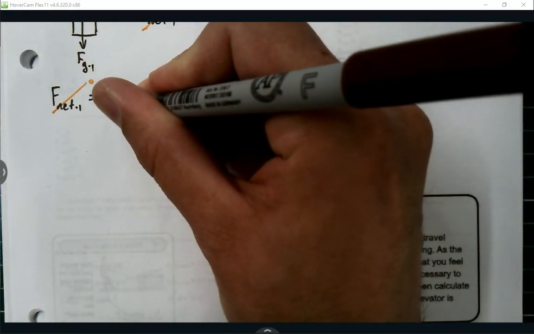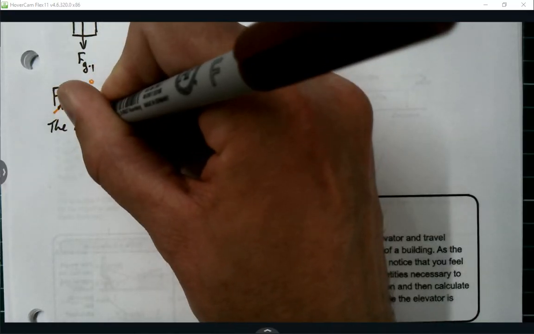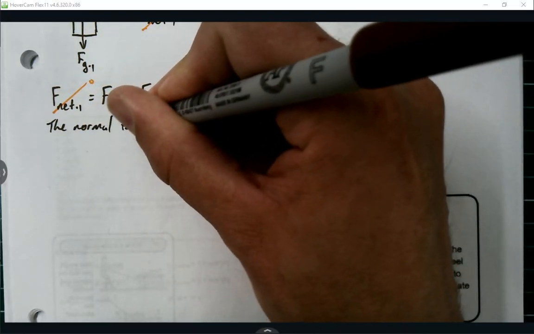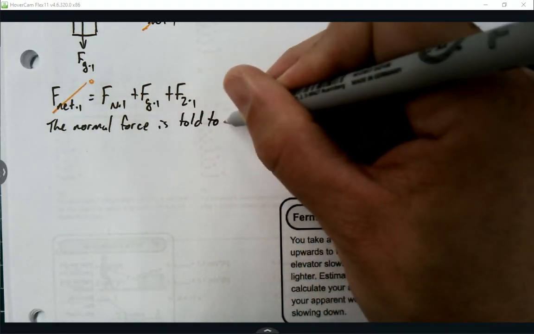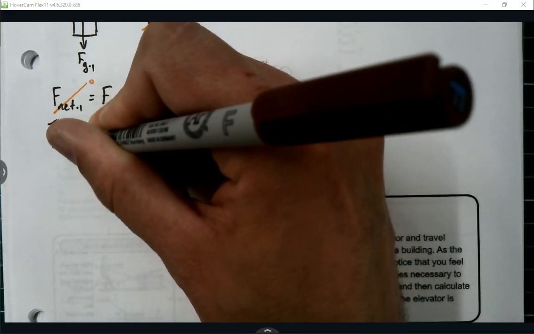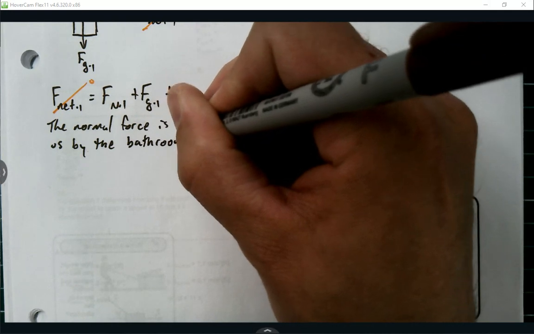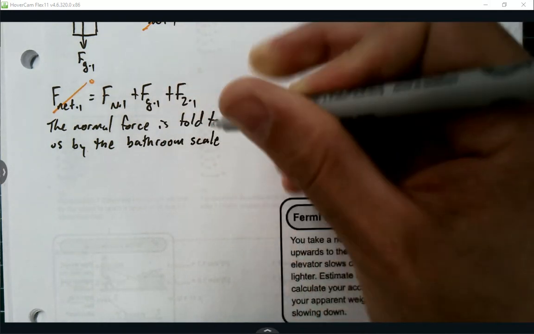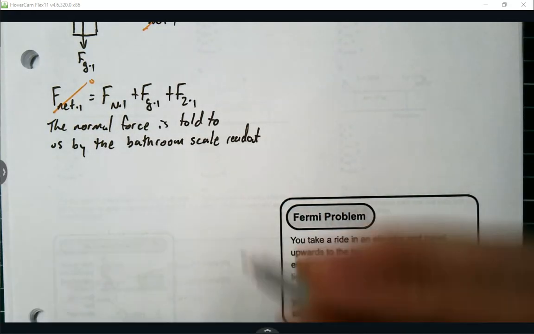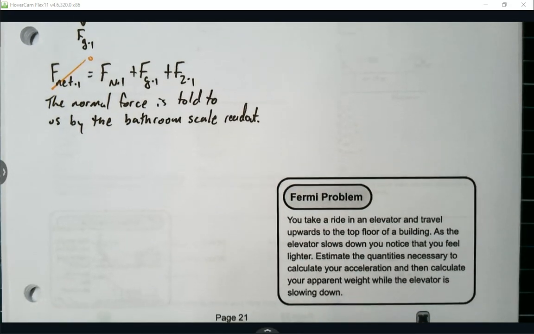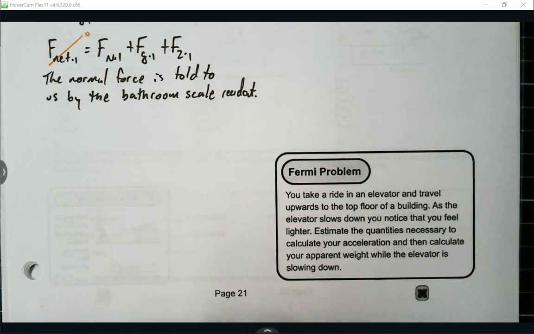And really this normal force here, maybe I'll even make a statement. The normal force is told to us by the bathroom scale readout, or dial, or whatever it is that you'd like to call it. So then we could get F normal all by itself.